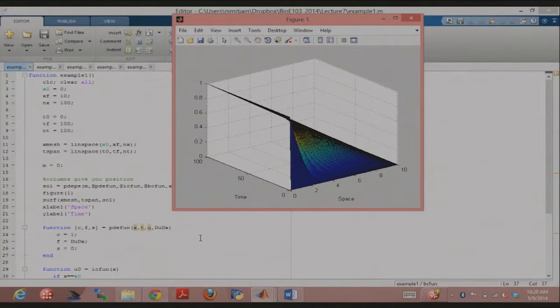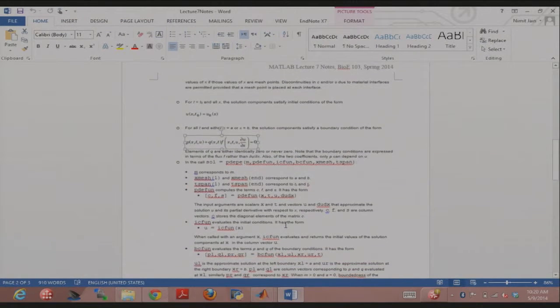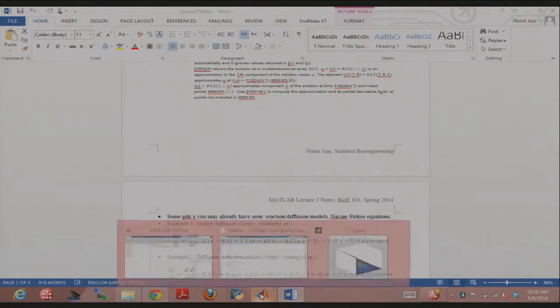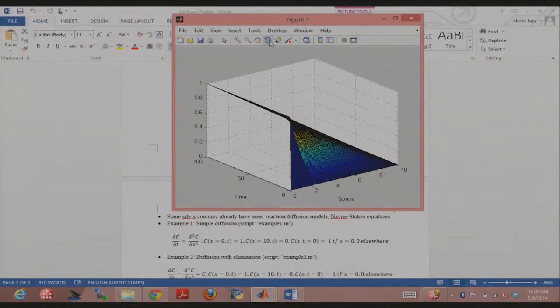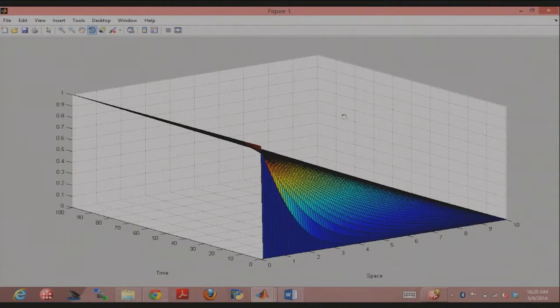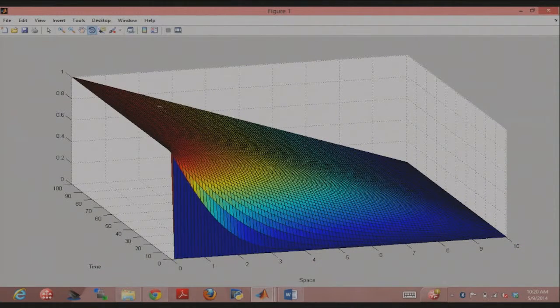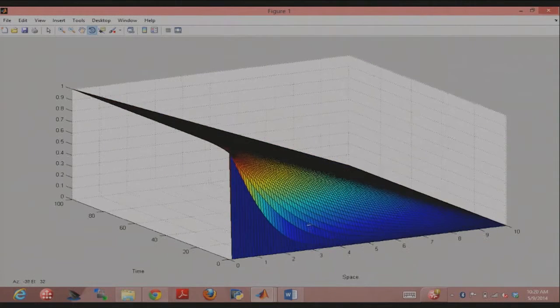So going back to this, what would we expect for this simple example? At steady state, this profile is linear in space, right? Because del squared C over del X squared is equal to zero, so you'll get a linear profile in space at steady state. And this is what we observe here. You see how this is the time coordinate right here. So at steady state, that's good.